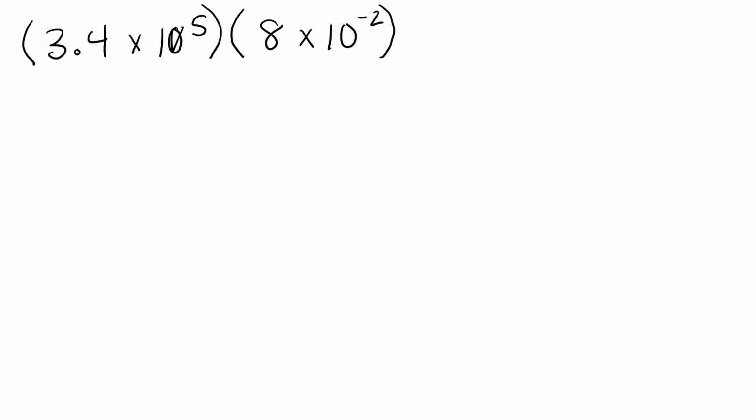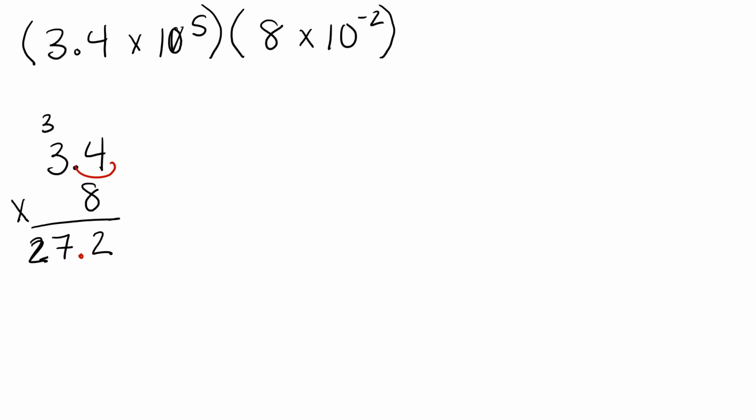For number 15, we have the problem 3.4 times 10 to the 5th. And we're going to multiply that by 8 times 10 to the negative 2nd. When we're multiplying and dividing, we do not write our answers in standard form. We simply go straight into the problem solving. 3.4 times 8. 8 times 4 is 32, so put down the 2 and carry the 3. 8 times 3 is 24, plus 3 is 27. There's only one decimal point in our problem, so there's only one decimal point in our answer, 27.2.